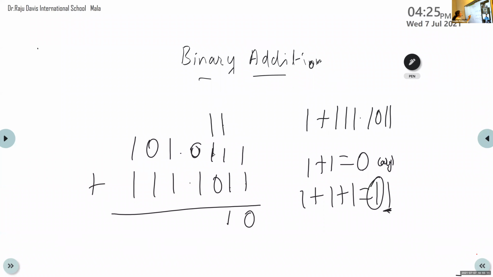Then 1 plus 1, it is again 0 with a carry 1. Then again 1 plus 1, it is 0 with a carry 1. So 1 plus 1, 0, carry 1. Then what is 1 plus 1 plus 1? It is 1 1. So place 1 here, 1 carry here. Then again 1 plus 1, it is 0 with a carry 1. Then 1 plus 1 plus 1, it is 1 1. Write 1 1 here.